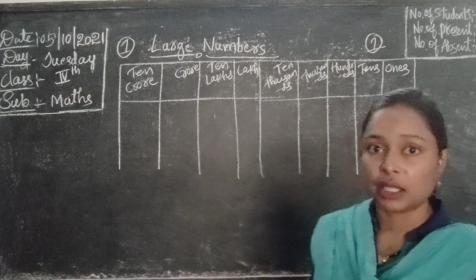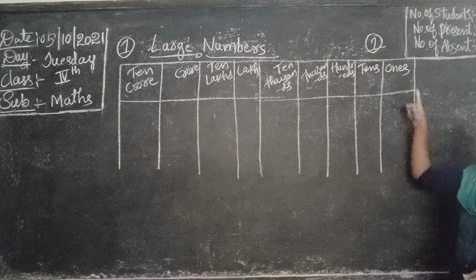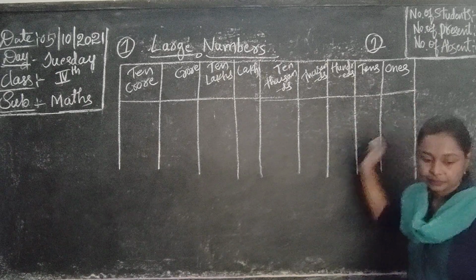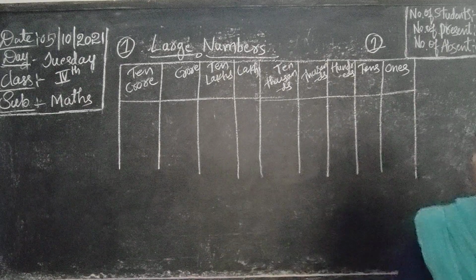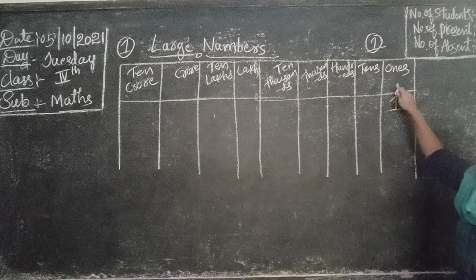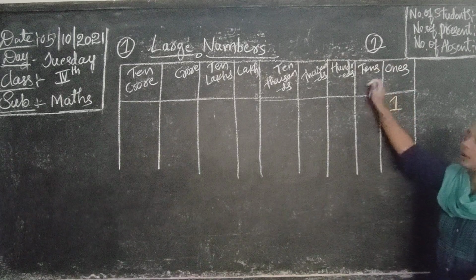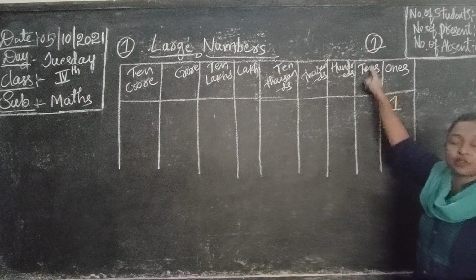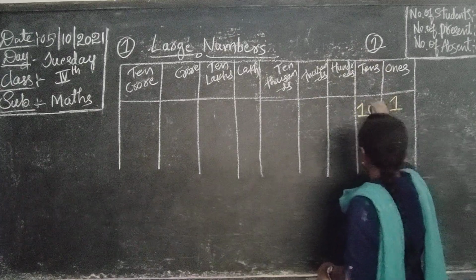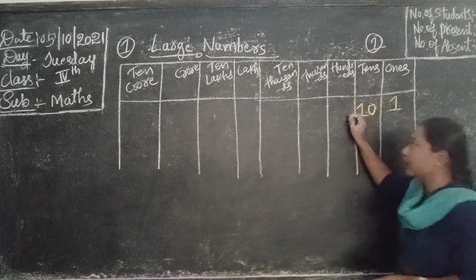Places, their place value, I will go on writing. 1's place value, so here 1 is 1 into 1, 1. 1 is in a 1's place, that's why 1 into 1, 1. Now next 1 after 10. 1 is in a 10's place, that's why 1 into 10, 10. Next comes 100 place. 1 into 100, 100.